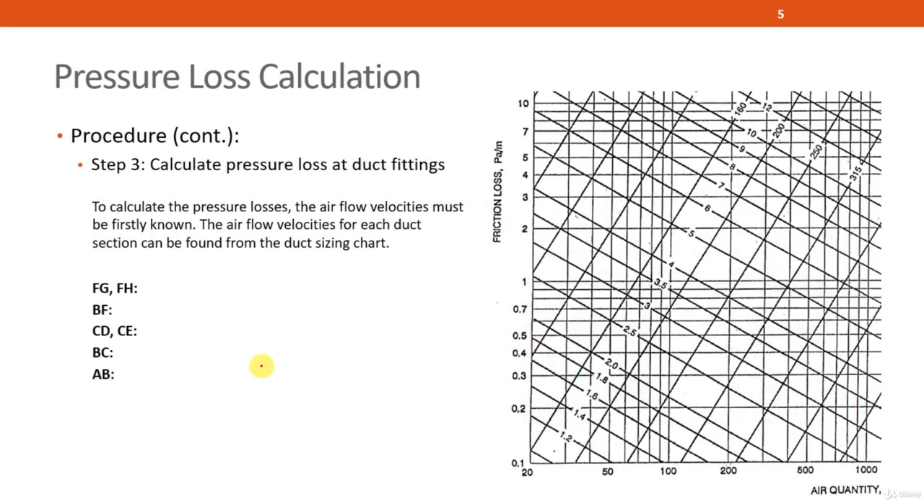To calculate all the pressure losses at duct fittings and components, the most critical value that you need to retrieve will be the velocity, the airflow velocity at the different sections. As we have learned in the friction loss chart, other than the round duct diameter, you can also get the velocity from the friction loss chart. Before we can plot onto the chart, we need to know the airflow volume. So let's refer back to the diagram again.